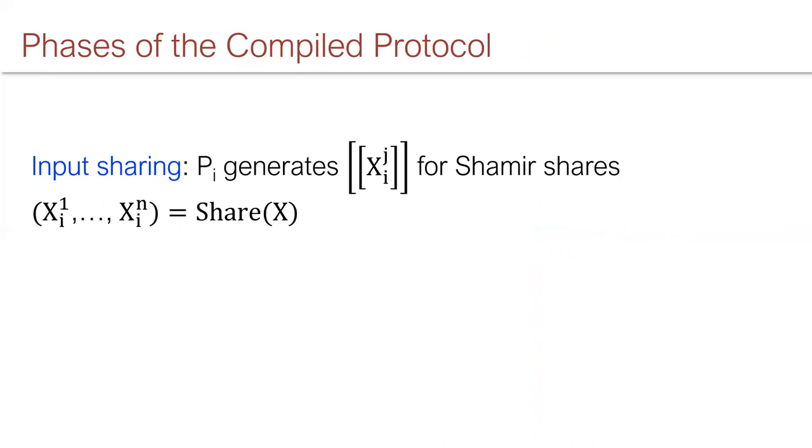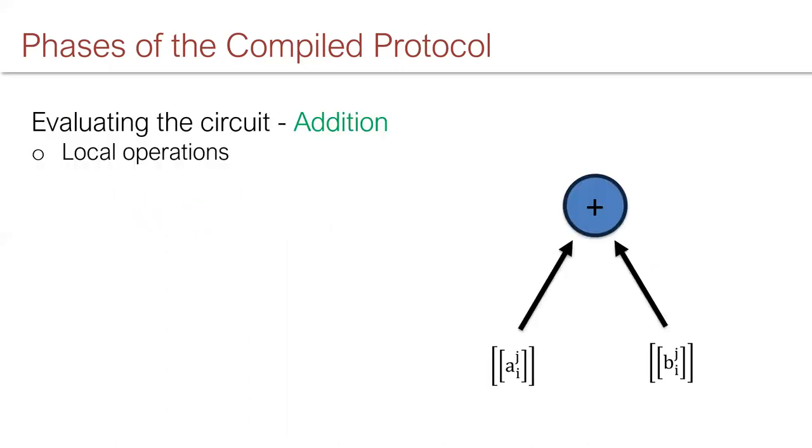I will now describe the high-level overview of our protocol. So in the first phase, the parties secret share their inputs using two layers of sharing. They start with Shamir secret sharing, and then additively share each Shamir share. So the brackets notation refers to additive sharing. Next, the parties evaluate the circuit gate by gate. First, addition gates are computed locally by the parties. Note that the parties obtain the additive shares of the Shamir share that correspond to the output value of each addition gate.